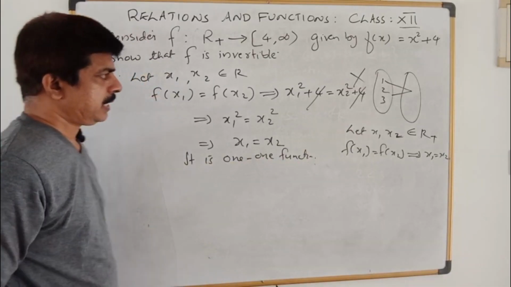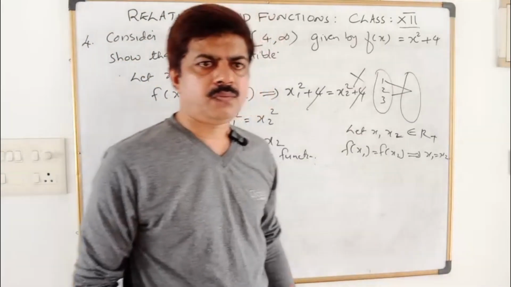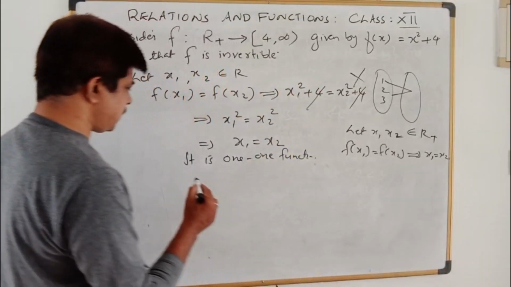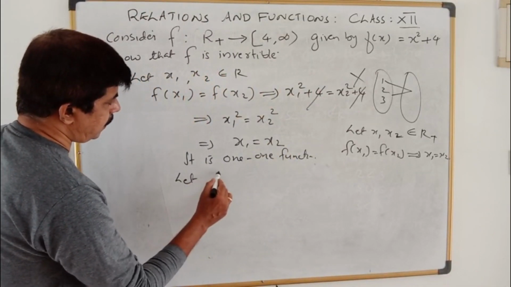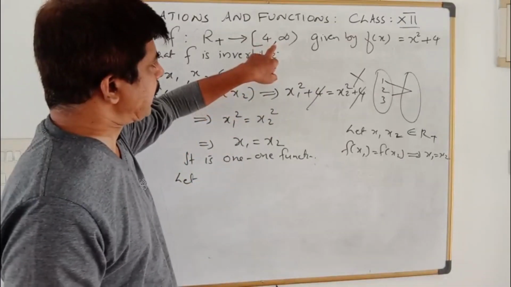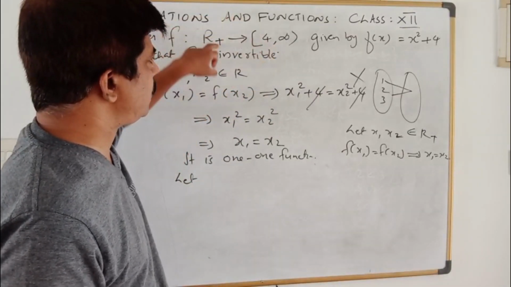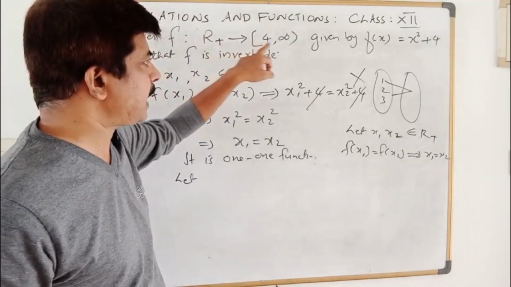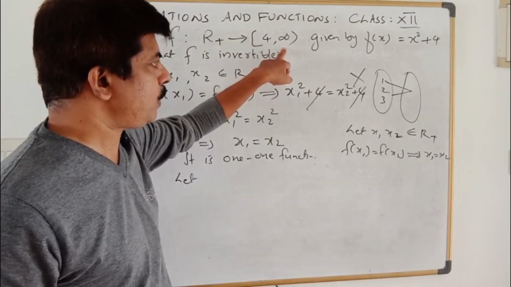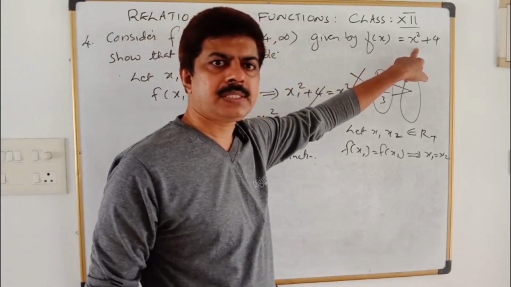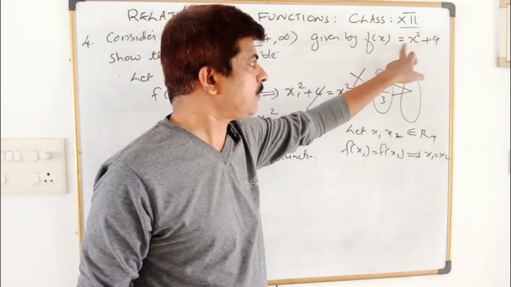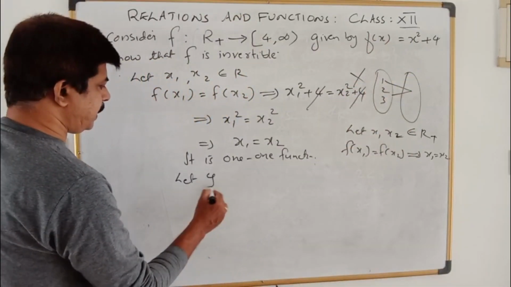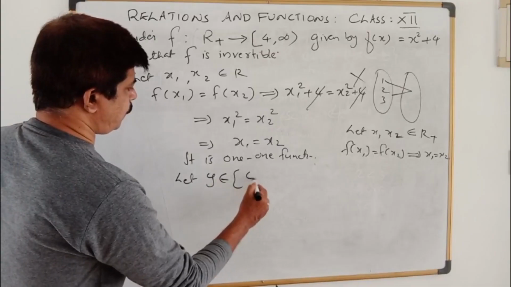Now we have to check whether the given function is onto. If it is both one-one and onto, then only we can say that it is an invertible function. Here we are given the range. The domain is all the positive real numbers, whereas the range starts from 4 only. The given function expresses y in terms of x; we try to express x in terms of y. So let y belong to [4, infinity).